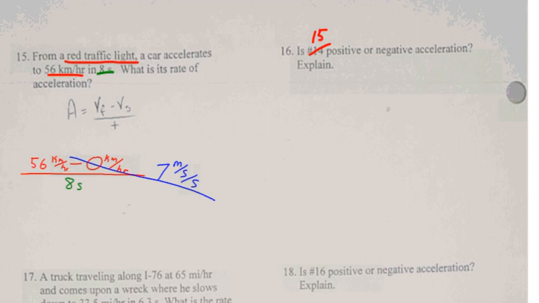Number 17 is changing it up just a little bit. It says that a truck traveling along I-76 at 65 miles per hour comes upon a wreck where he has to slow down to 33.5 miles per hour in only 6.3 seconds. What is the rate of deceleration?